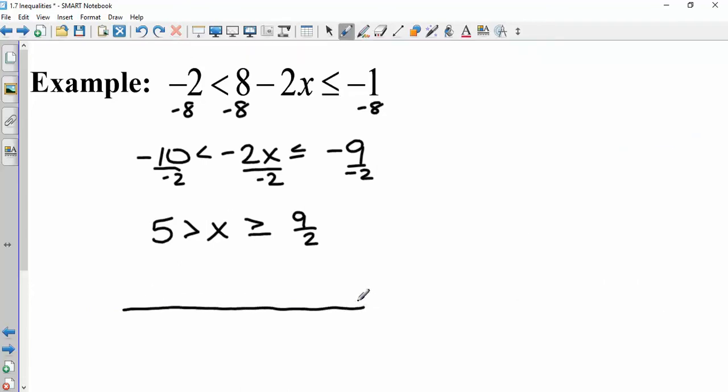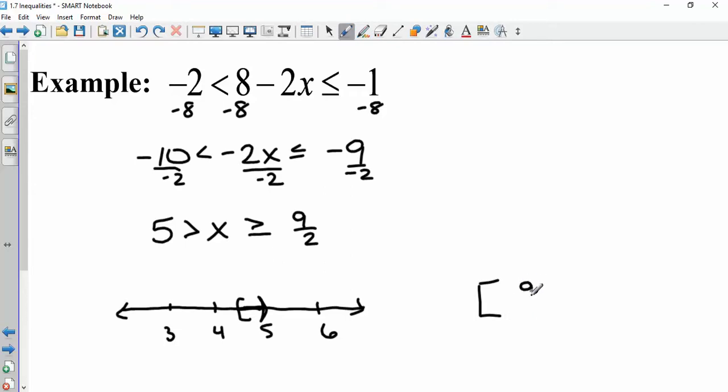Okay, so if you were graphing this, you don't have to draw a full number line for me, but just a rough one. So this x is between 5 and 9/2, which is 4.5. We have the equal to on the 4.5, not on the 5. So the graph would look like that.